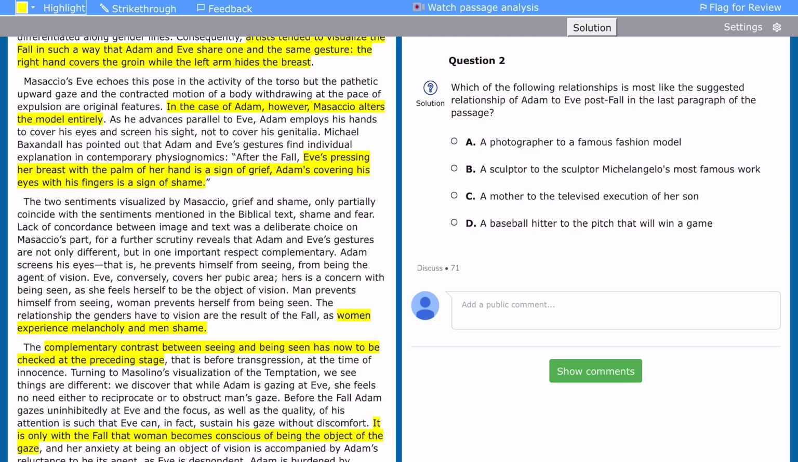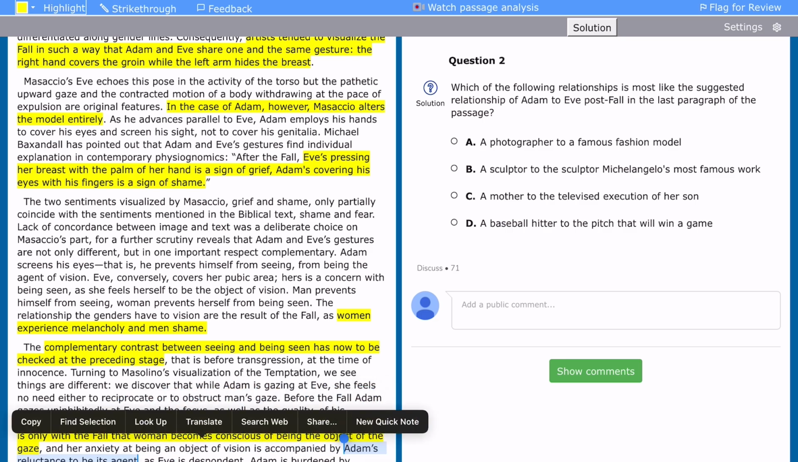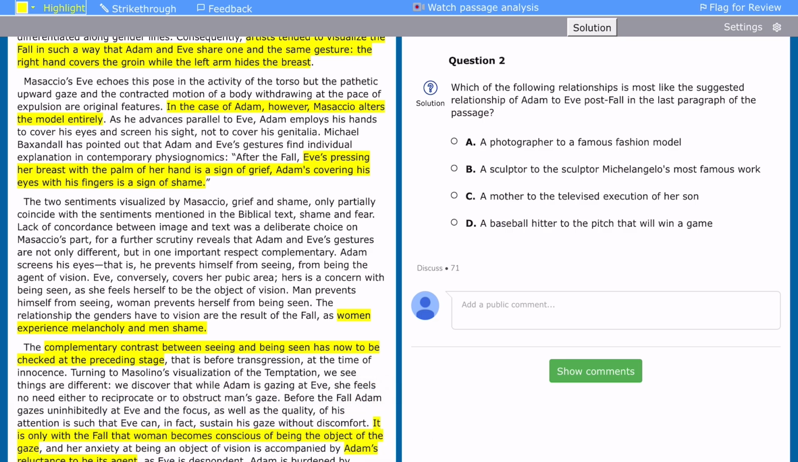Post-fall, it says, it is only with the fall, here we highlighted this again, coincidentally, it is only with the fall that woman becomes conscious of being the object of the gaze, and her anxiety at being an object of vision is accompanied by Adam's reluctance to be its agent. This is how Adam feels about gazing upon Eve after the fall, reluctance to watch. So which of these examples talks about a reluctance to watch?